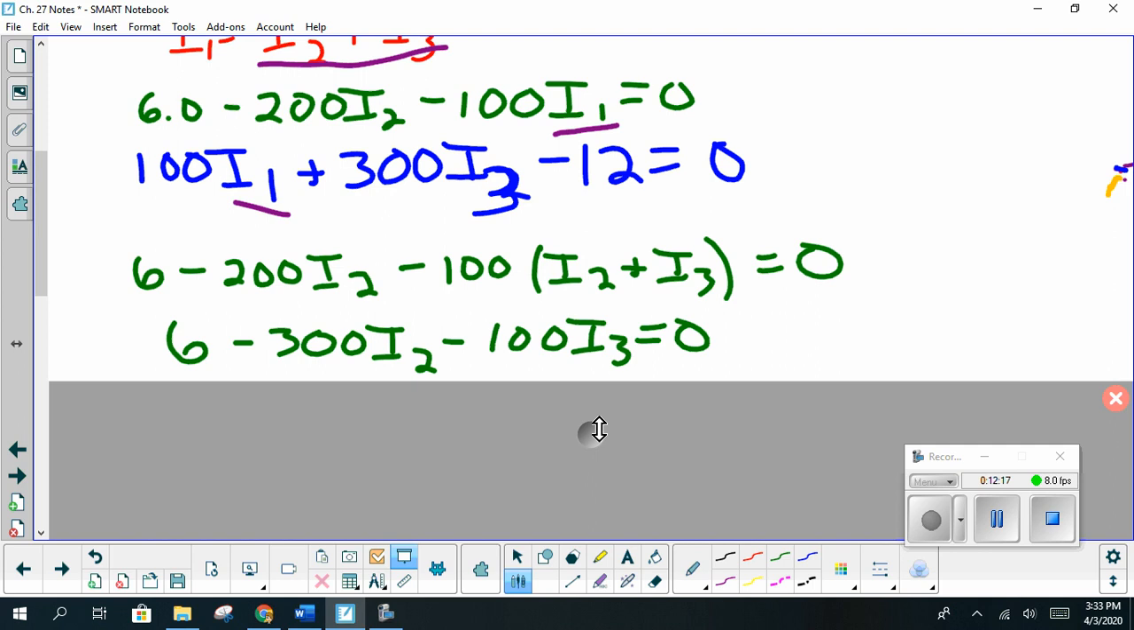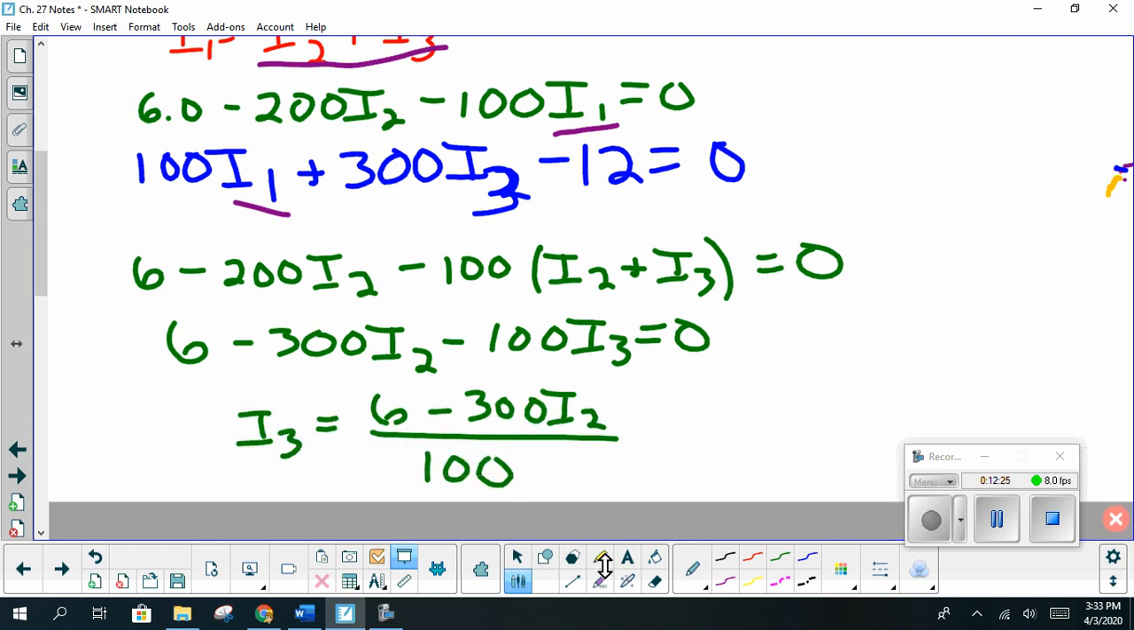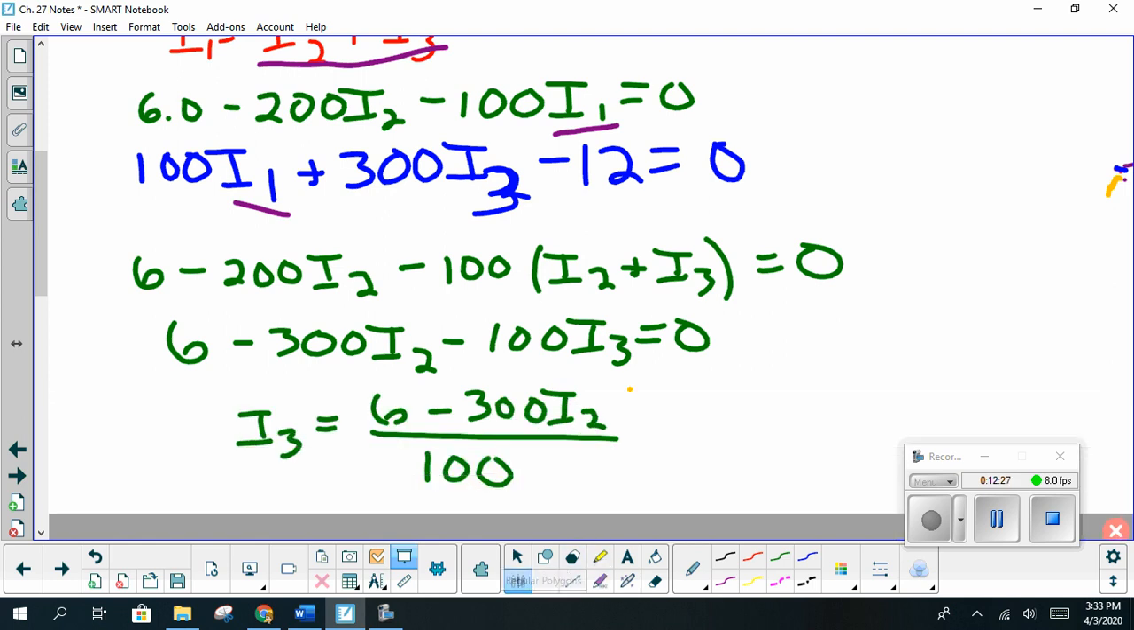I just picked it at random. It doesn't really matter. So then rearrange that equation for I3. When you do that, you're going to end up with a function that looks like this. Keep this one handy, and note that it's going to be important for us because we're going to substitute that in a little bit to eliminate a variable. We're going to eliminate I3.